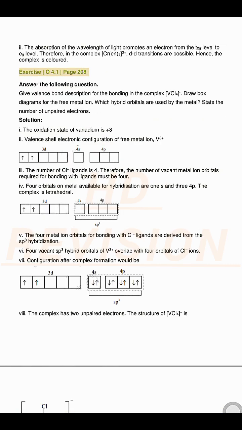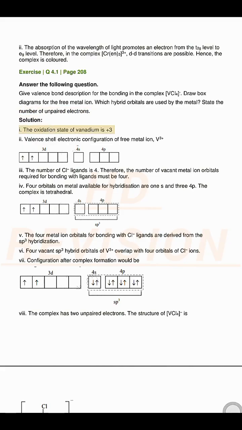Exercise Q4.1, page 208. Answer the following question. Give valence bond description for the bonding in the complex [VCl4]-. Draw box diagrams for the free metal ion. Which hybrid orbitals are used by the metal? State the number of unpaired electrons.